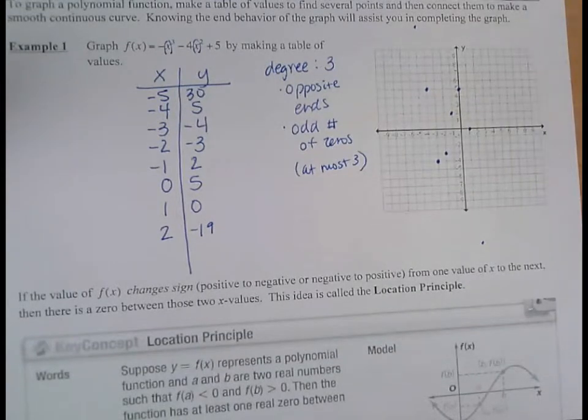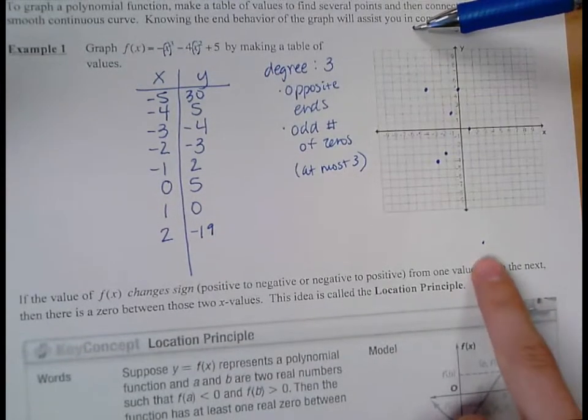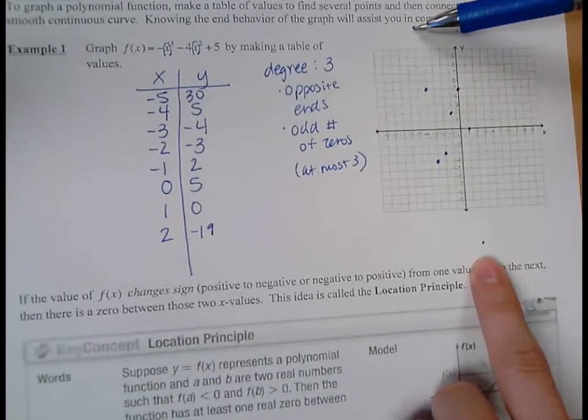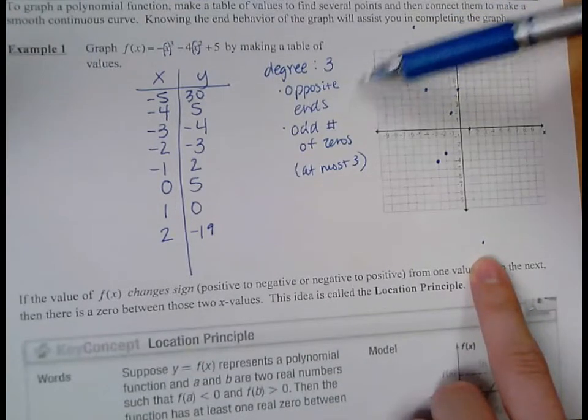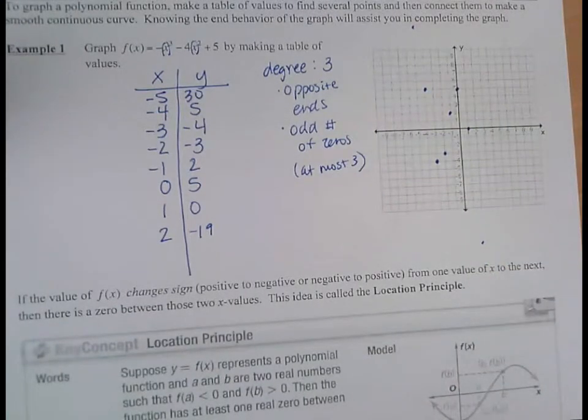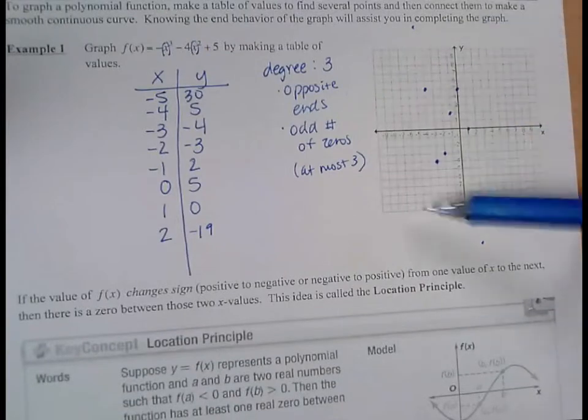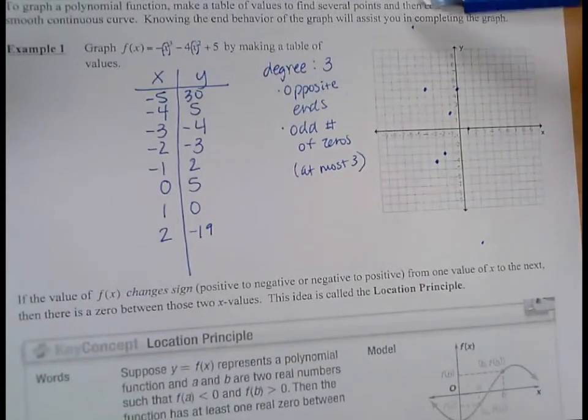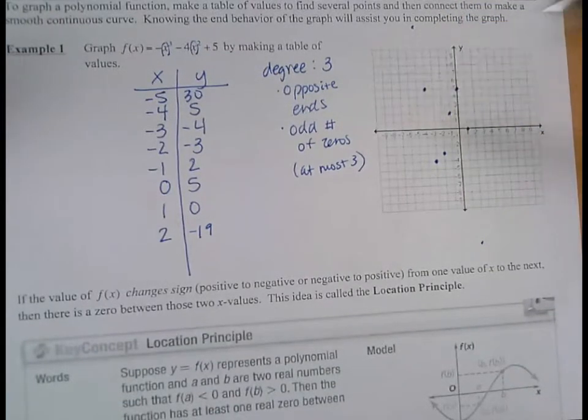So I do know I'm starting at the top, ending at the bottom, so my end behavior will be the opposite. Okay, so I know that kind of checks off. When I'm done, I have to check that I have an odd number of zeros. At most, I have 3. So when you draw this in, because I know this looks like a random scattering of points, you draw a smooth curve through your points in order.